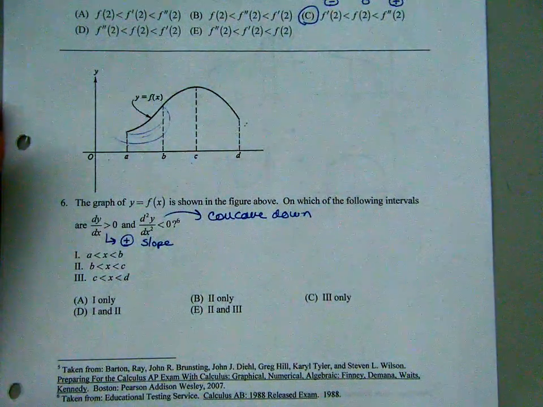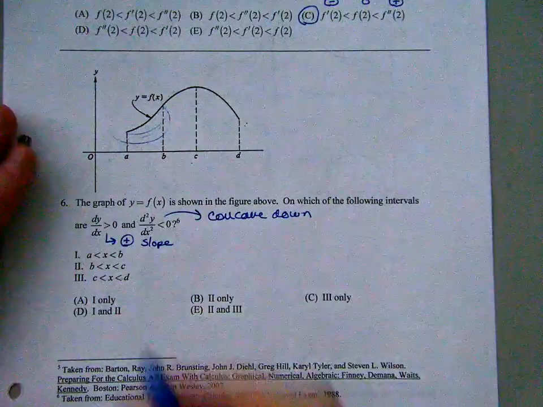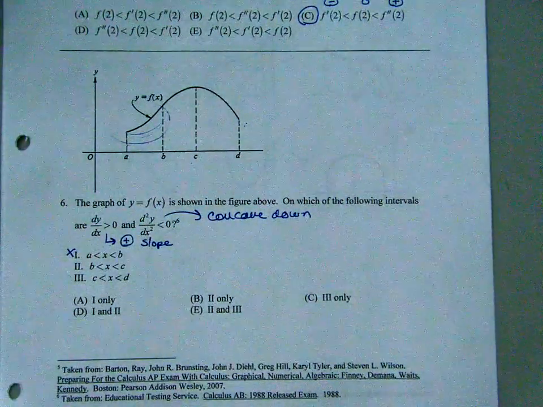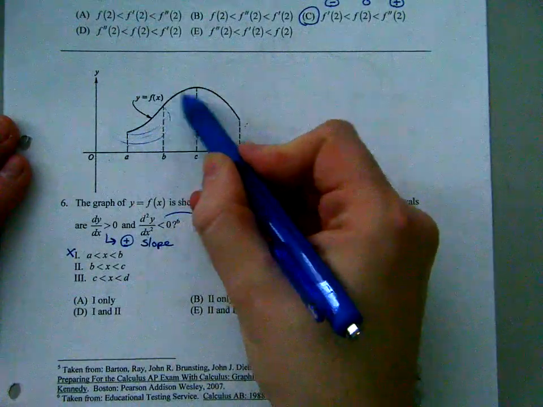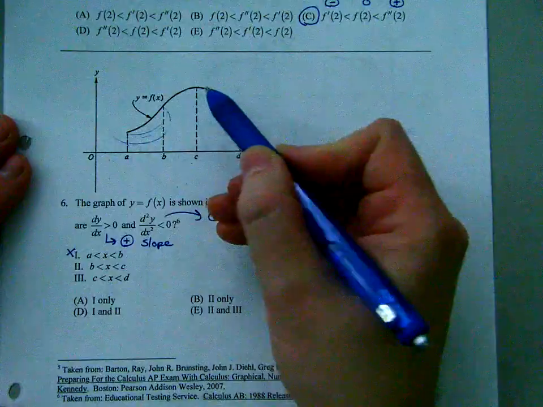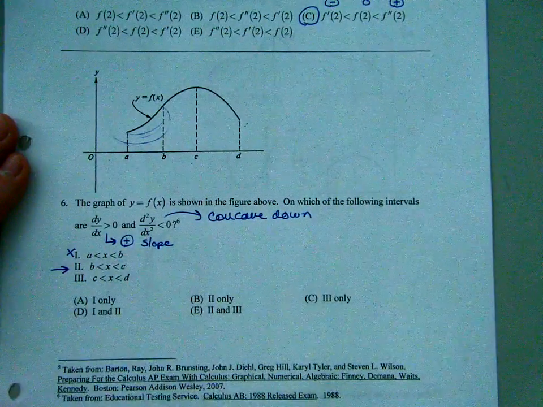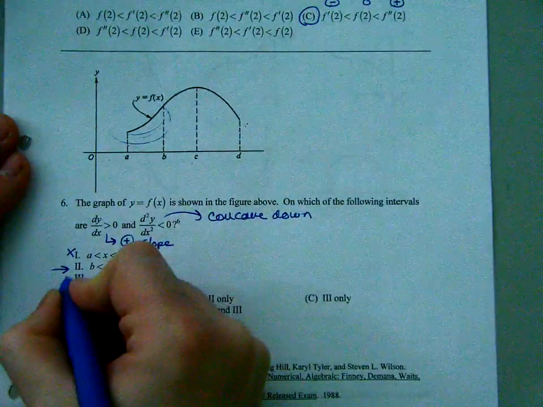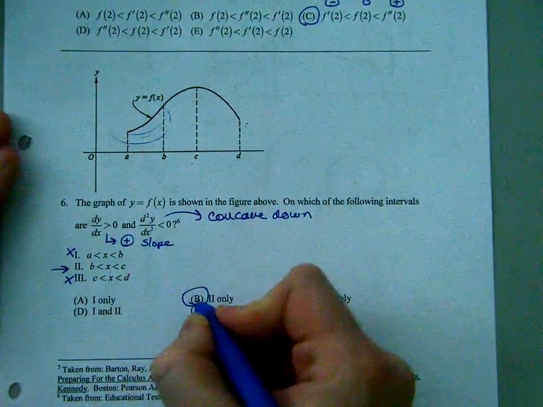Do we have a positive slope there? Yes. And are we concave down? No, we're concave up. False. So 1 is out. Next, between b and c, do we have a positive slope? Are we increasing? Yes. Are we concave down? Yes, we are, so 2 is okay. How about C? Do we have a positive slope? No, so that one's going to be out. We're just going to go with letter B.